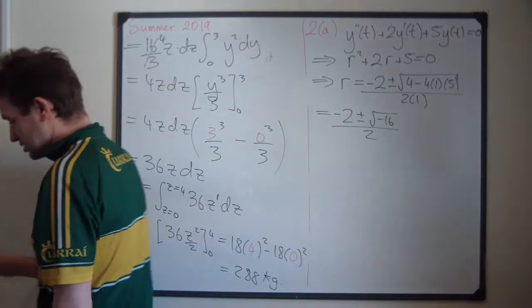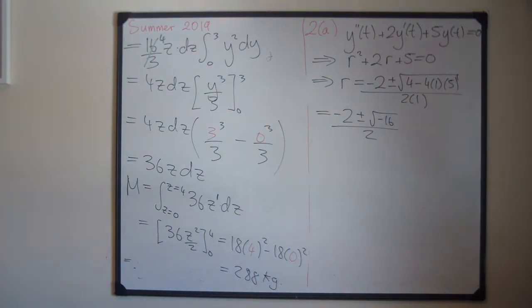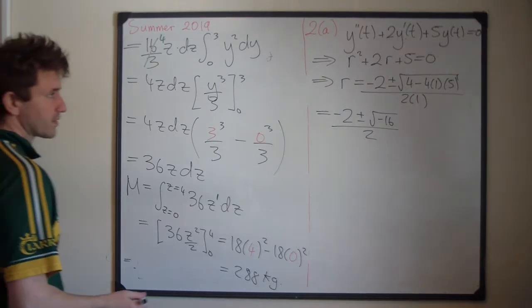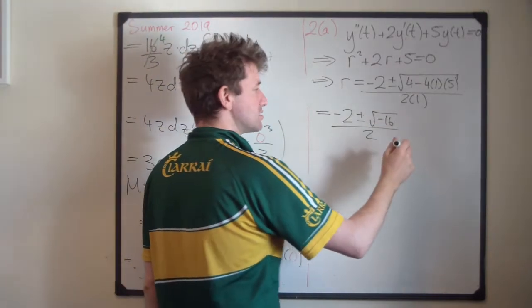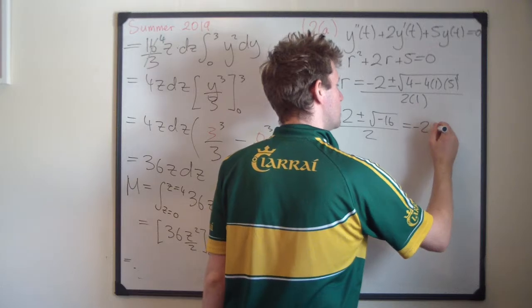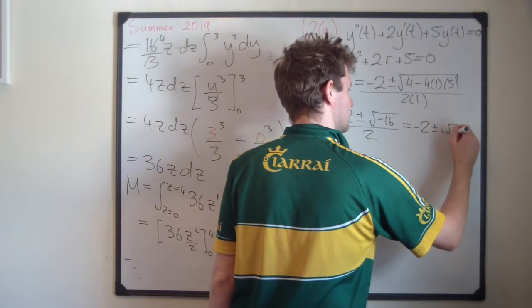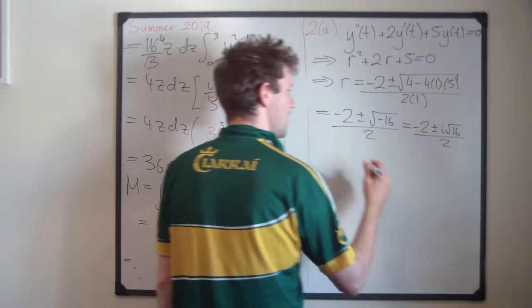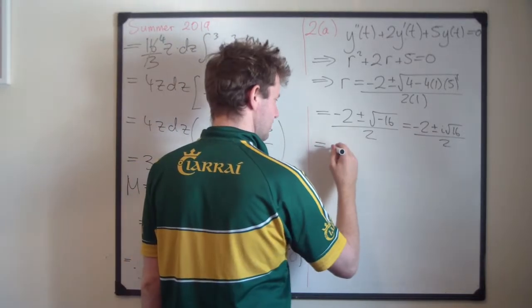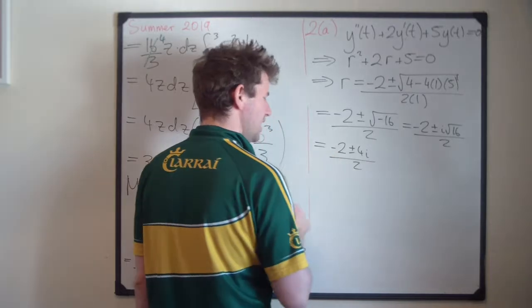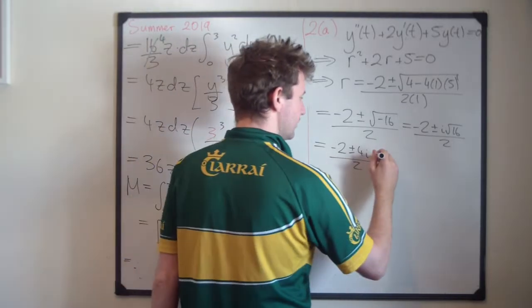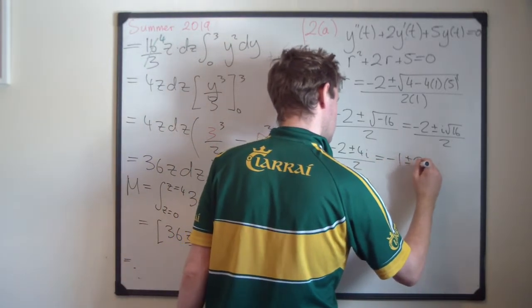Now, do not change that. Be careful here. The square root of minus 16: there's no real number that squares to give you minus 16, so you're into the imaginary numbers here. What you have to remember is that the square root of minus something is i times that square root. So this is minus 2 plus or minus i times the square root of 16 over 2. The square root of 16 is 4, so we've got minus 2 plus or minus 4i over 2. Then divide by 2: minus 2 divided by 2 is minus 1, plus or minus 2i.